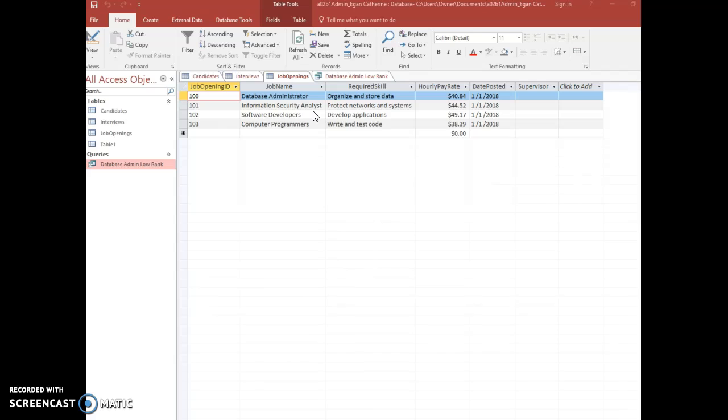The second job was an information security analyst, and their required skills are to protect networks and systems. The hourly pay rate for that job name is $44.52. The third job was a software developer.